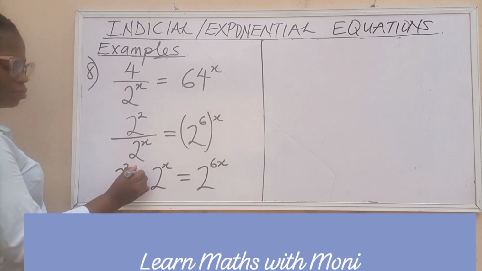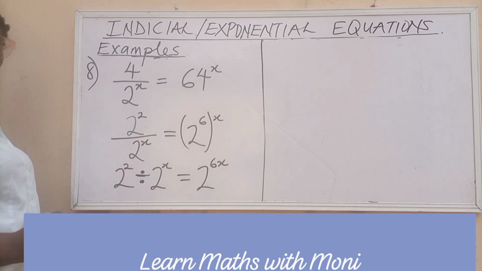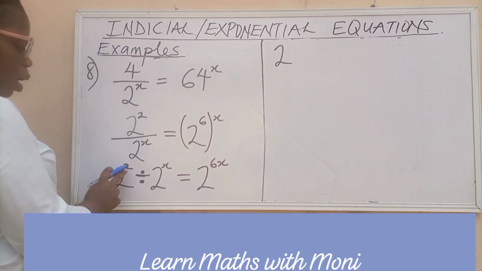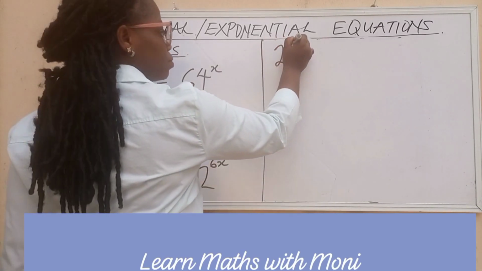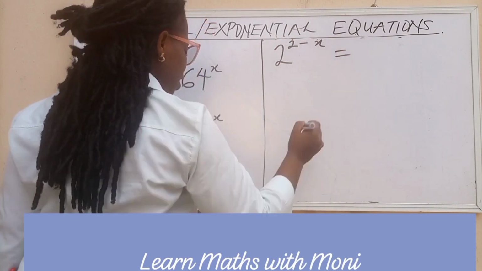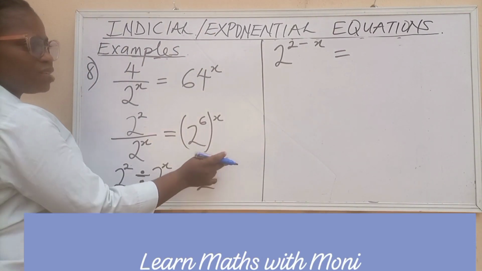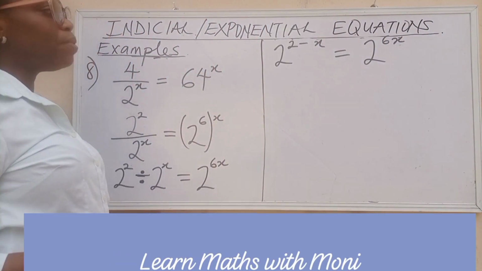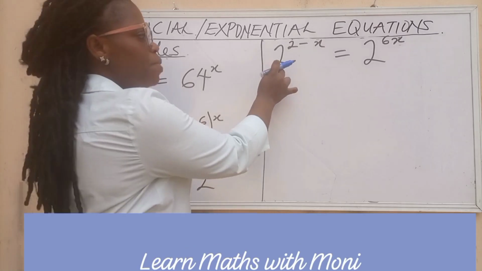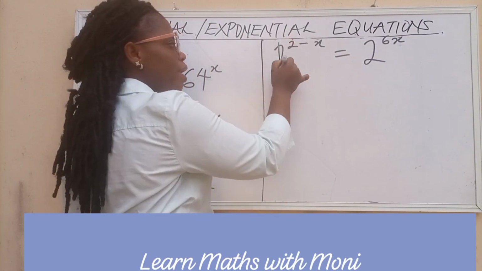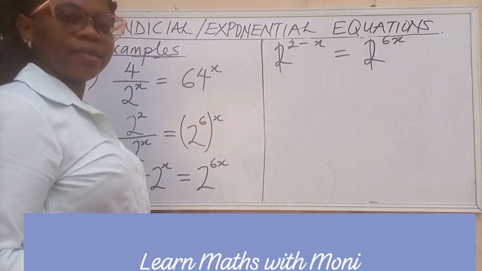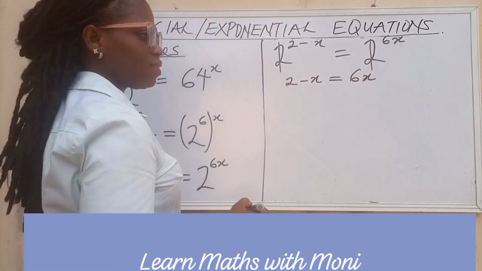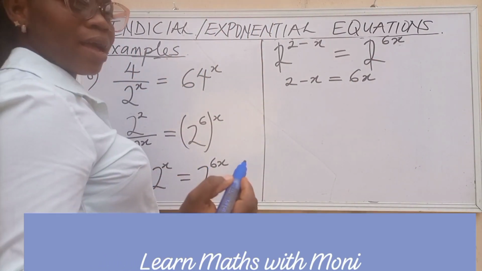Now we are dividing and the bases are the same. So we subtract the power. On my left hand side, I'll have 2 raised to power 2 minus x equals to 2 raised to power 6x. Now the bases are equal on both sides. Once the bases are equal, the powers can be equated so that we have 2 minus x equals to 6x. Let's collect like terms.